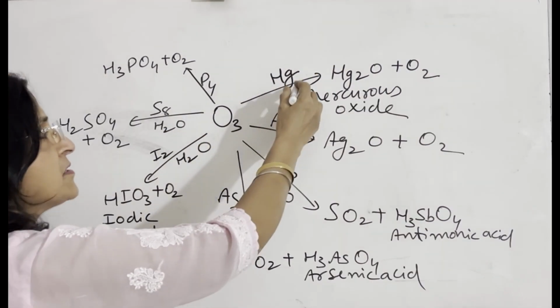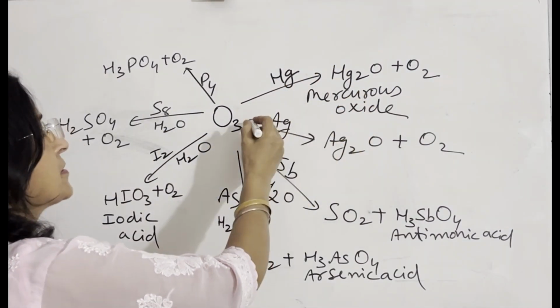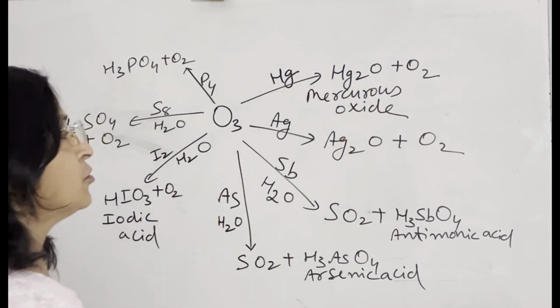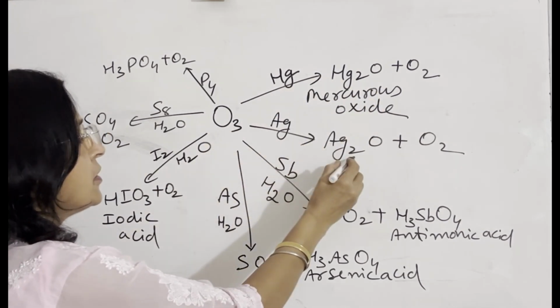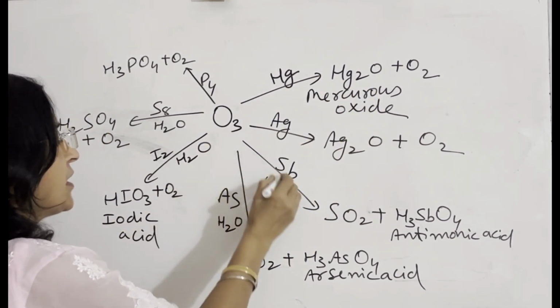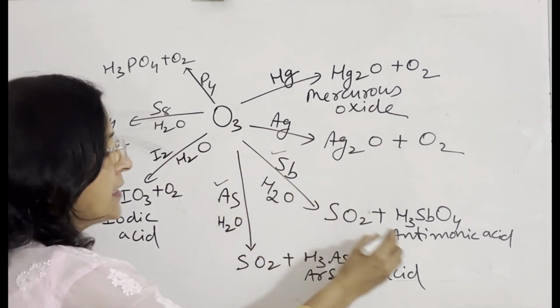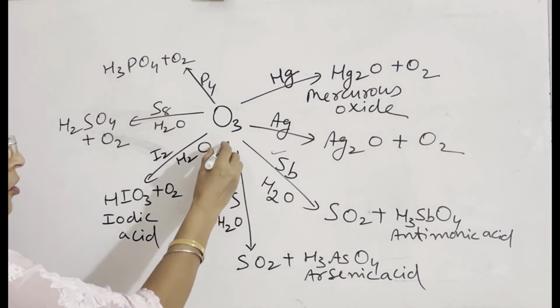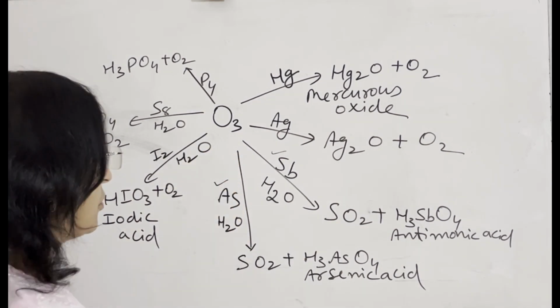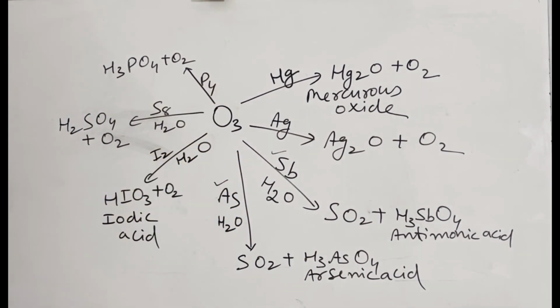Ozone oxidizes metals to their oxides. Ozone oxidizes mercury to mercurous oxide. Ozone oxidizes silver to silver oxide, and these are the reactions with metalloids, this one and this one. Ozone oxidizes antimony to antimonic acid. Ozone oxidizes arsenic to arsenic acid. These reactions are with non-metals.